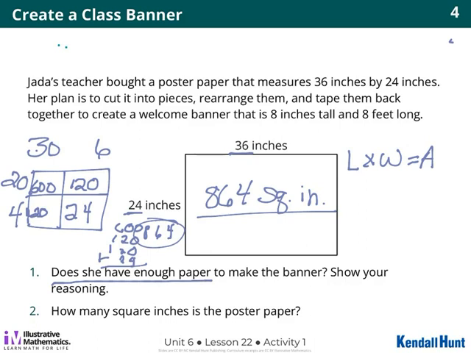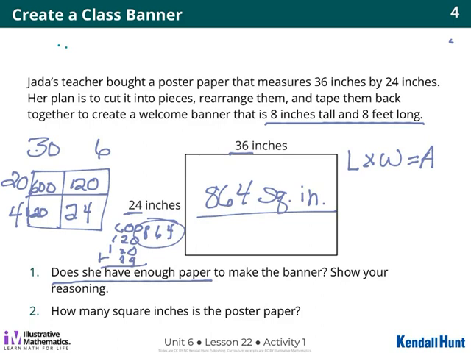So she wants her banner to be 8 inches tall and 8 feet long. What is our next step? Quinn and Aaron, let's pay attention. What's our next step? I don't want an answer. I want to know my next step. Okay, Gage. 8 times 12. There's no 12 on here. Why would I do 8 times 12? Can you explain why? Because the inches? The inches. What about them?